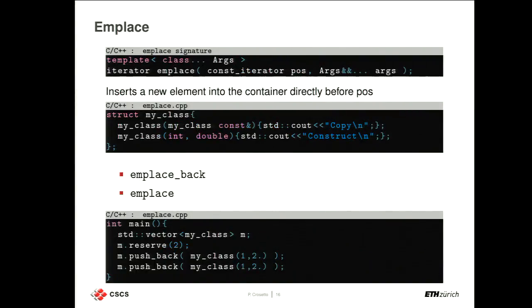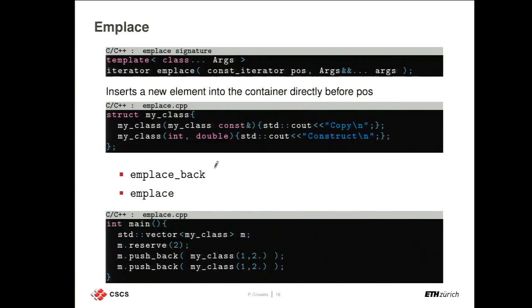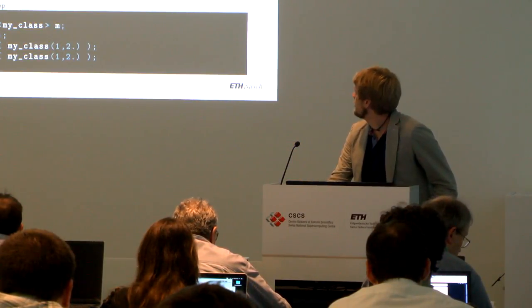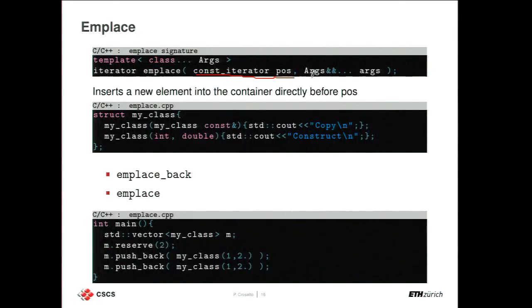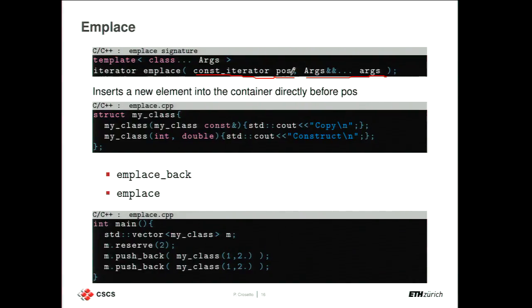Emplace is a way to insert in a container. So these were all the containers in the standard library. Now we're talking about other APIs. So the signature of emplace is this one. It accepts an iterator and arguments. And what it does is that it inserts a new element before the iterator position, and it constructs it in place, passing these arguments to it.